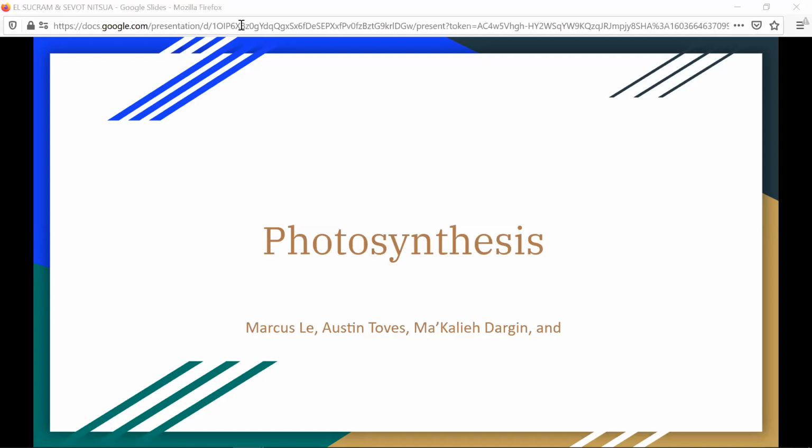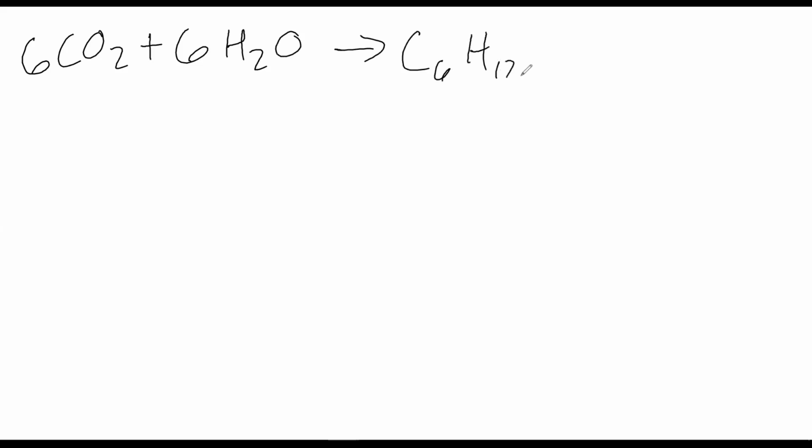Now, let's talk about equations. For photosynthesis, do y'all remember the reaction? It is 6CO2 plus 6H2O becomes C6H12O6 plus 6O2.